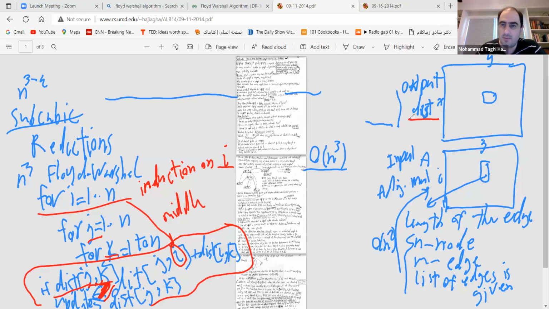So just some voting. How many of you have actually implemented this Floyd-Warshall algorithm? Just, I mean, raise your hands.